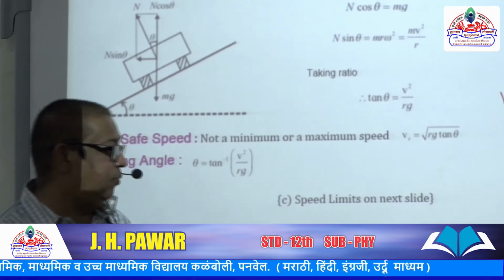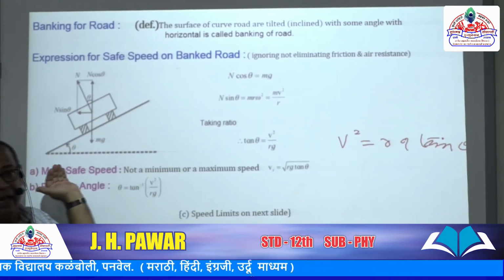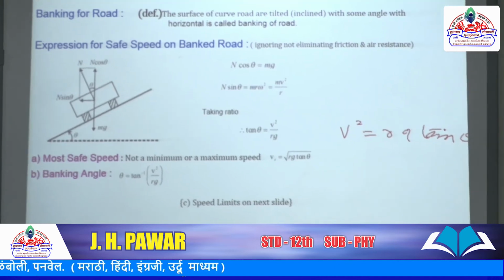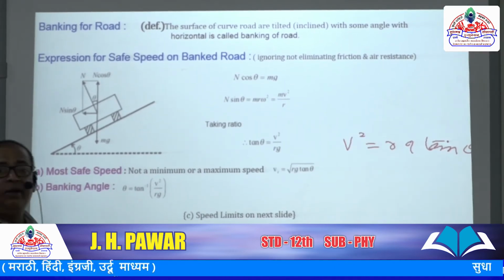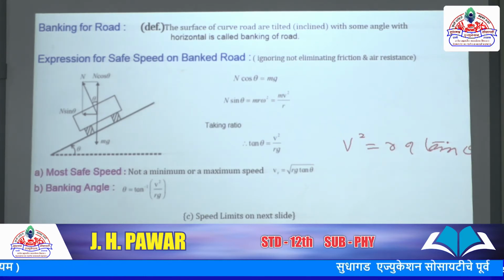Then we go through the speed limits. We know that the angle of banking is between 0 and 90 degrees. So it is having two speeds. The two limits are there, upper limit and lower limit. Then look at the thing.